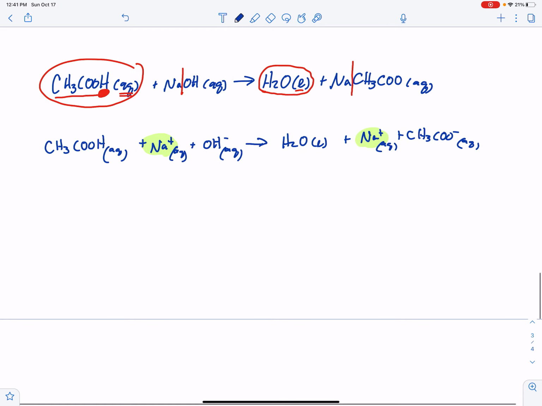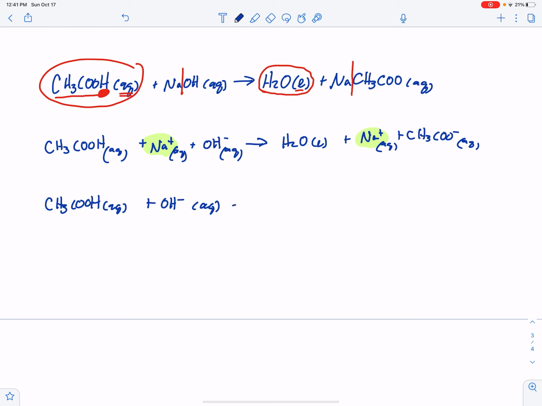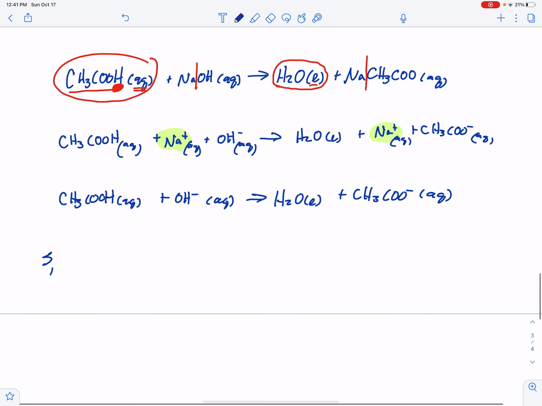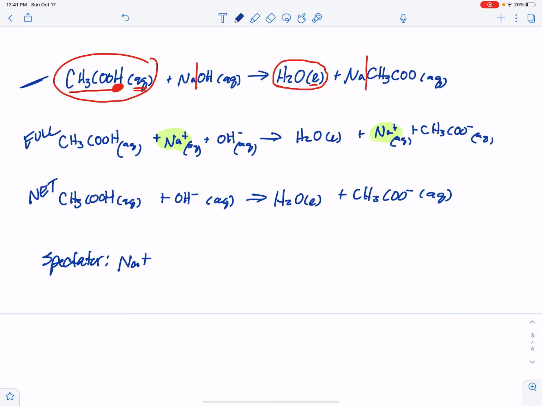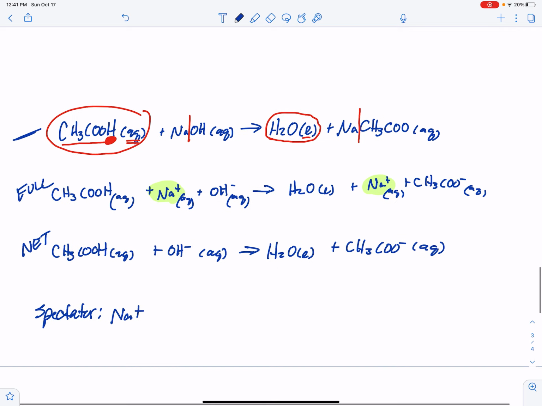So if I'm trying to get to the net, it's the CH3COOH AQ plus the OH minus AQ goes to water as a liquid plus CH3COO minus AQ. My spectator is just the Na plus. So that's your net right there, and that's your full. And this top one's called the molecular. I'm going to go to the other example.